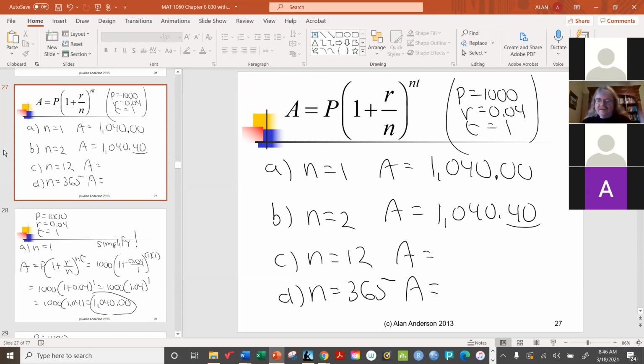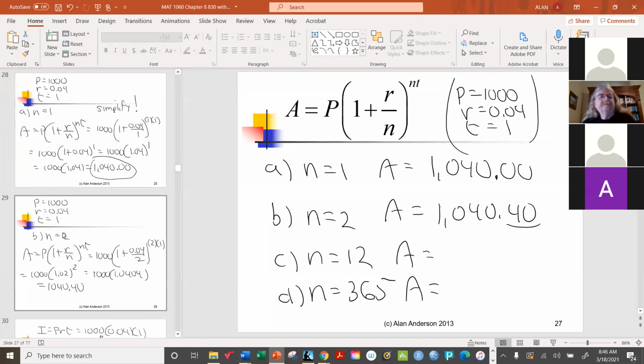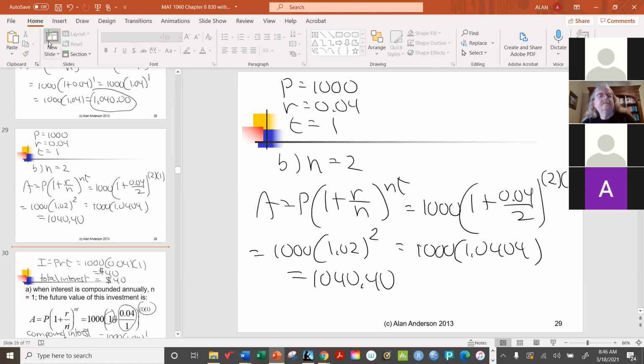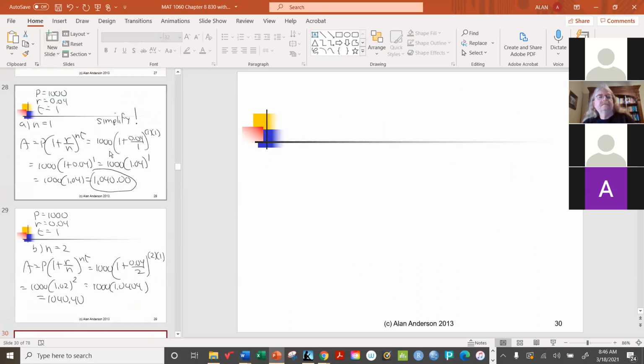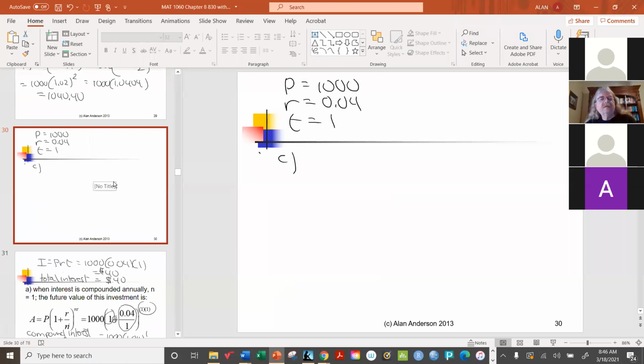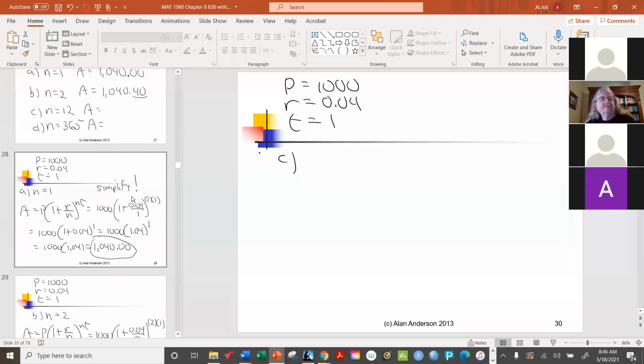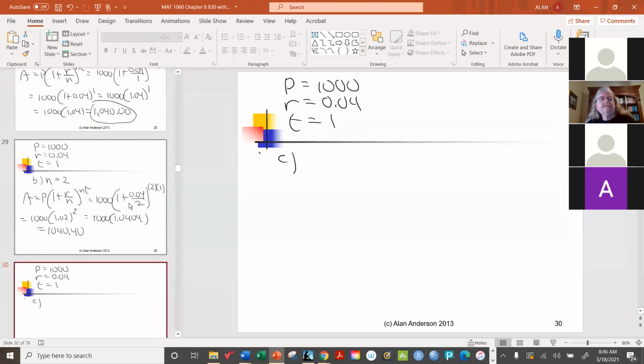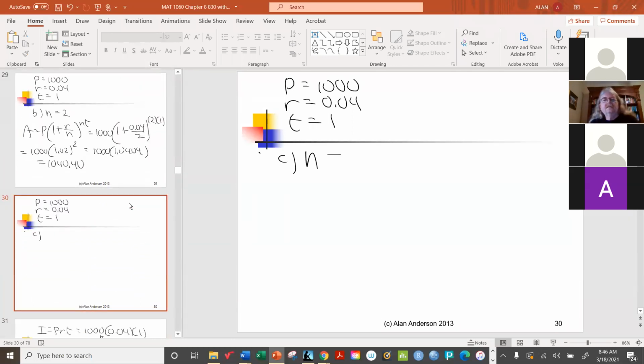All right, let's see how we did. So once again, the numbers that we have up here, the principal is 1,000. The rate of interest is 4%. It's a 1-year investment. In part C, n equals 12. So here's what we have.